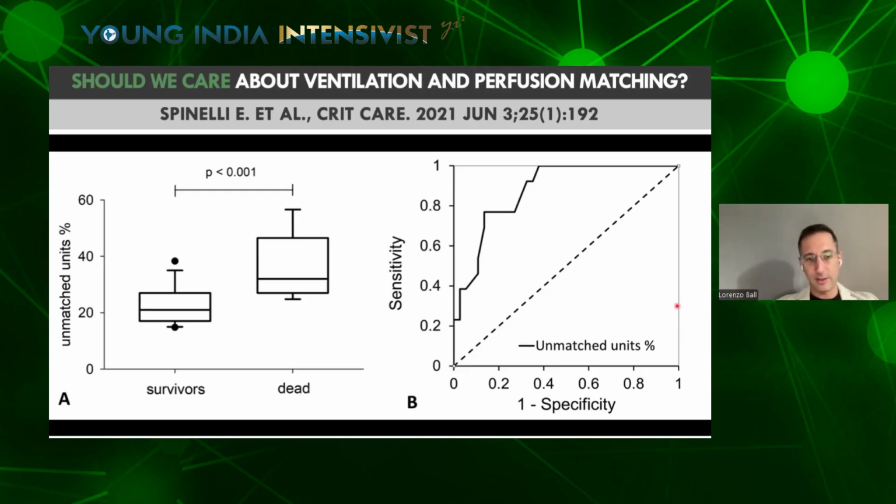These authors concluded that actually there was a difference in the amount of unmatched ventilation and perfusion between patients that survived in the ICU and patients who died, with a very good sensitivity and specificity, as you see by this ROC curve. But in real life, assessing ventilation and perfusion mismatch is difficult.